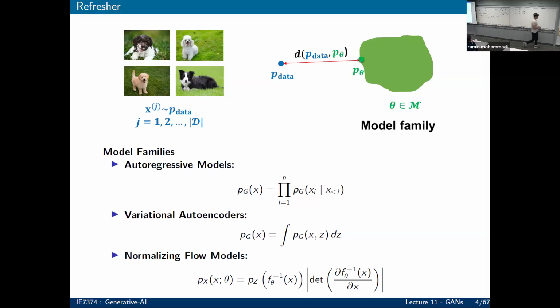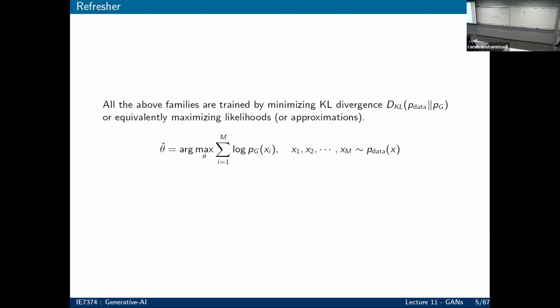And the thing about all of these models that we have seen so far is that they all train with some sort of KL divergence or maximum likelihood estimation, right?